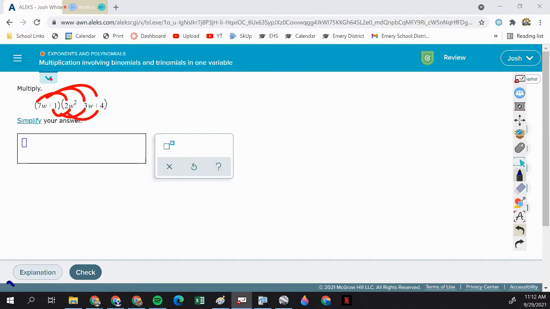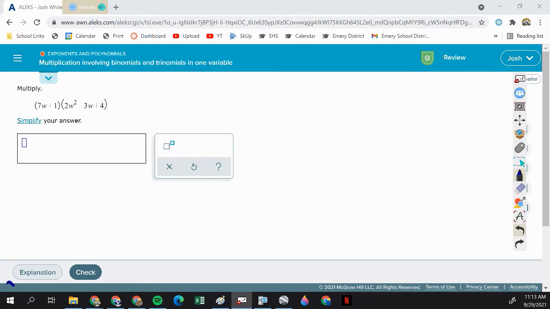And then when these get bigger, it's really easy to miss one. Like if I had a w squared out here, then we'd have to do this one times all three, and this one times all three, and this one times all three. And there is a pretty good chance you're going to forget one. So we're going to multiply using the box.